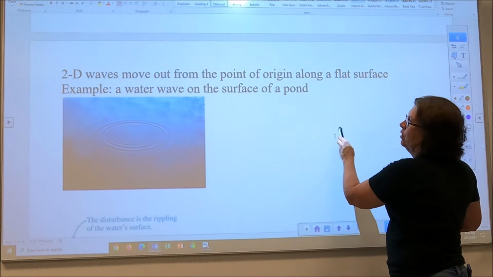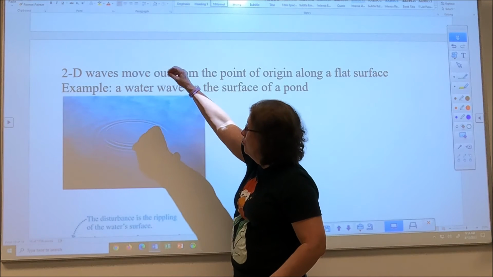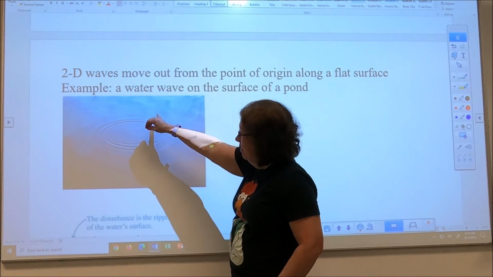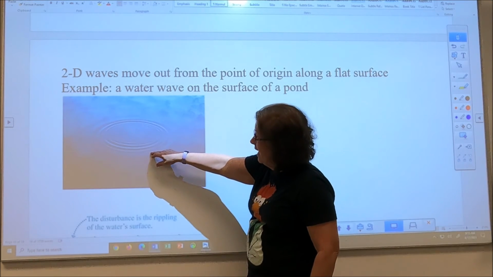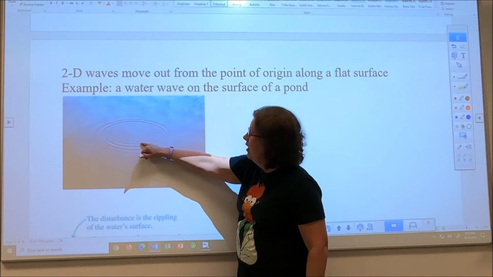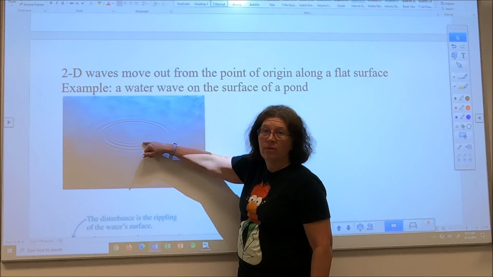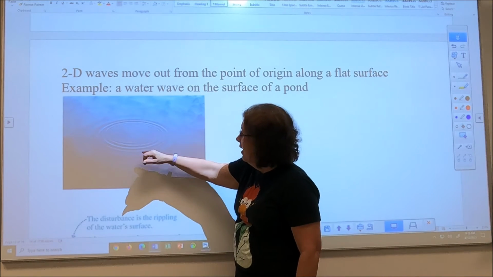So, 2D waves move out from a point of origin along a flat surface. So if I had water in a pond, or water in a bowl, water in anything, if you were to sit there and just drop things repetitively in the same location in the water, you would see waves moving out in a circle. The crests that we see here are referred to as wave fronts, and they move out from that disturbance. So we get wave fronts.